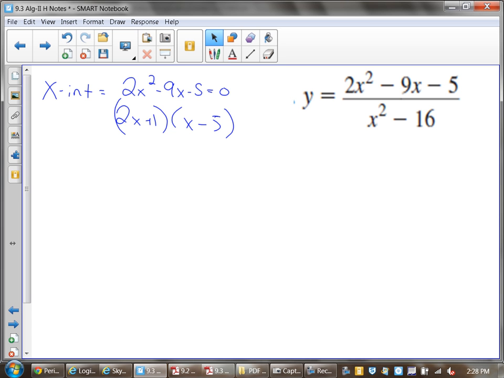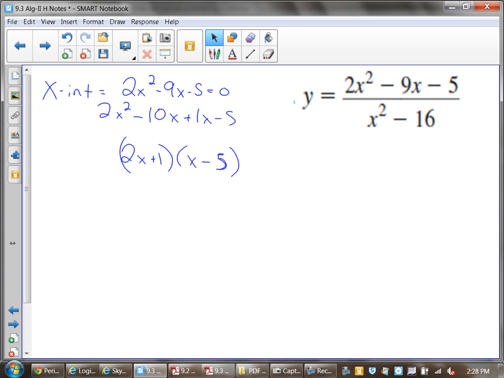I'm so confused. He factored it already for us. Yeah, but wouldn't it be 10 and negative 1? This becomes 2x squared minus 10x plus 1x minus 5. He already just went ahead and factored it out quicker. Well, skipping steps. It's all right.